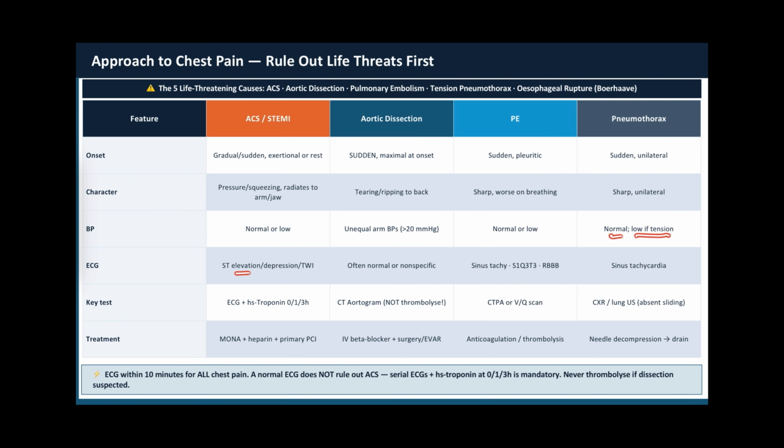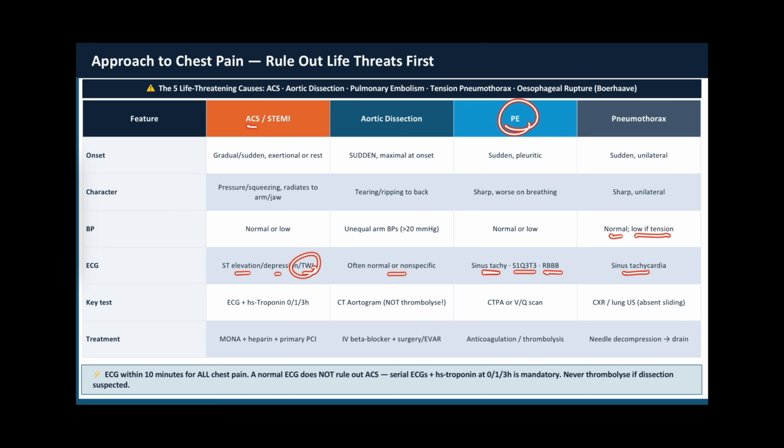ECG would show ST elevation or depression or T wave inversions in case of ACS. In aortic dissection, it would be normal or non-specific. In pulmonary embolism, sinus tachycardia would be there. Any patient with pulmonary embolism will come to you with tachycardia, tachypnea, and SOB. Tachycardia, tachypnea, and SOB that is unexplained, or if the patient had major surgery a few days ago, or is long bedridden, then immediately suspect pulmonary embolism. One classical ECG pattern you look for in pulmonary embolism is S1Q3T3 and right bundle branch block. In pneumothorax, it will be sinus tachycardia, or if it is not that great, it can be normal as well.